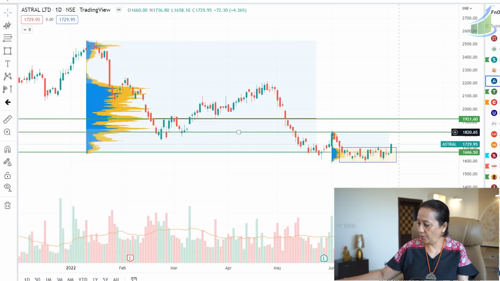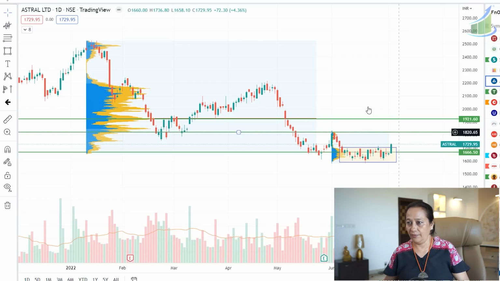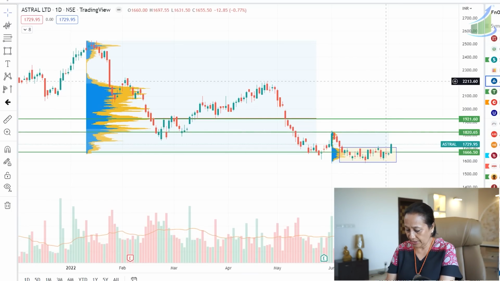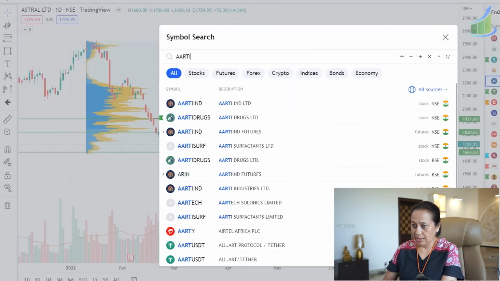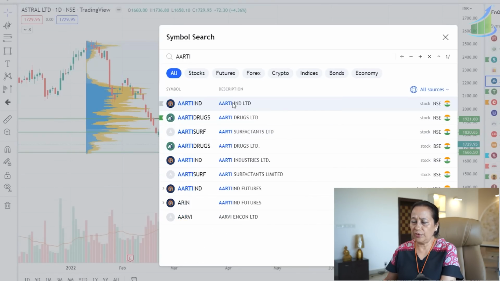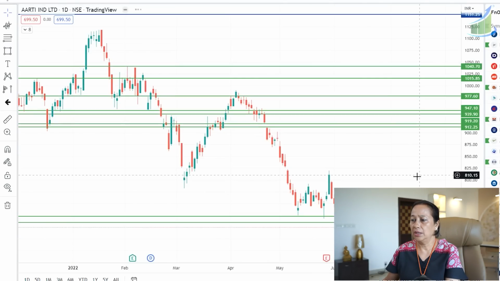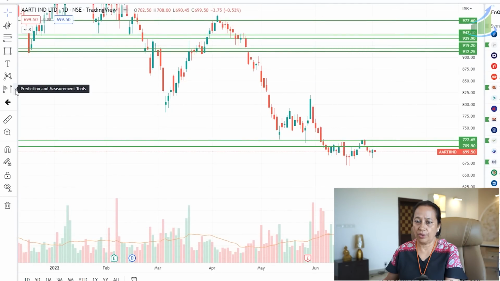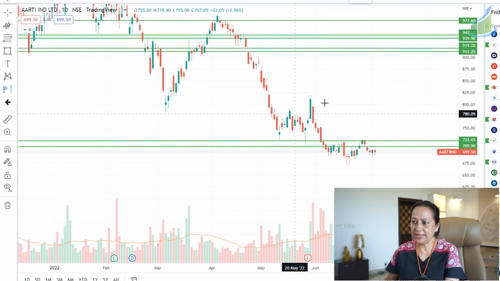In fact, I made a whole list yesterday by filtering stocks based on a similar method, right? For example, I looked into Aarti Industries. I checked all of them which were taking support from the point of control. Have a look at Aarti Industries.